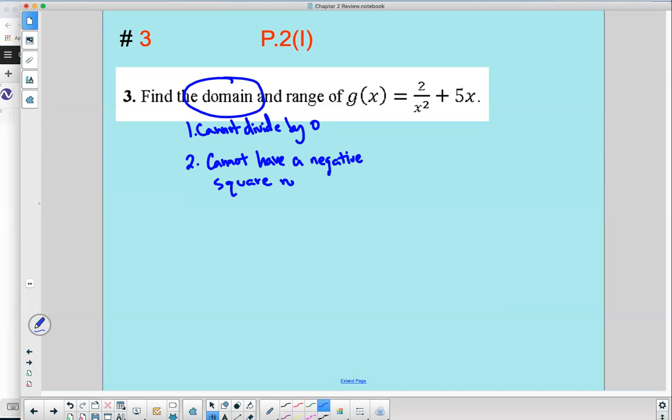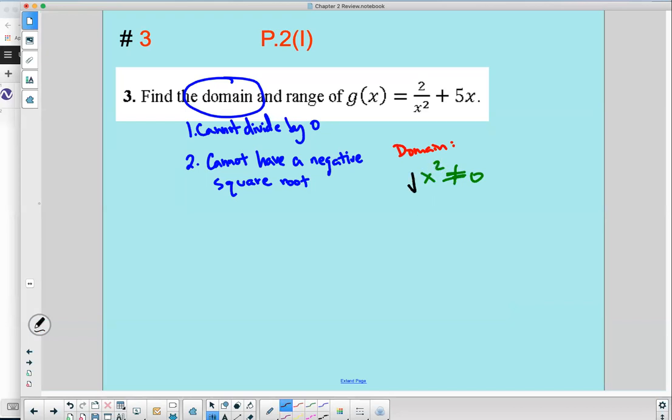All right, so on this problem, that's what we're looking at. As you look at the problem, do you see any division? Yes. X squared. So we would say you take the denominator and say x squared cannot equal 0. We have to solve for x. This is for domain, what I'm doing right now. Obviously, it's x values. How do you get rid of a square?